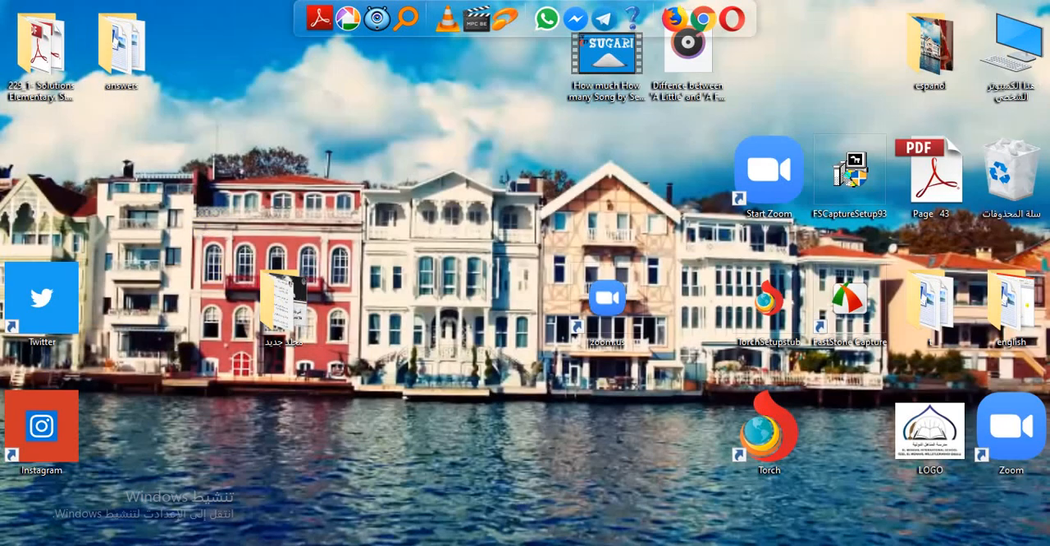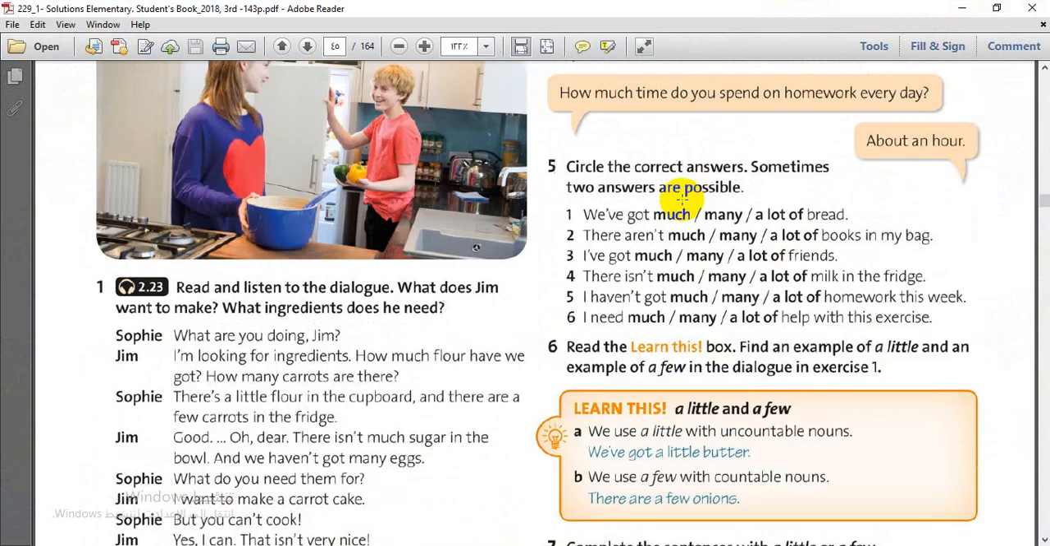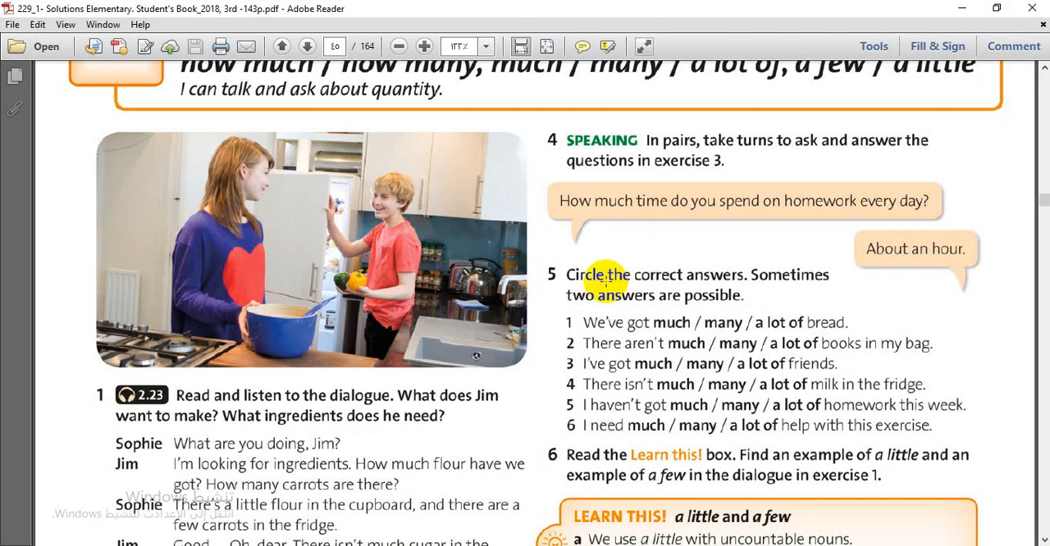So this is about our rule here. Now, in short, we have to know that we use how much with uncountable nouns, and we use how many with countable nouns. Let's set number 5 here as homework for the next lesson.